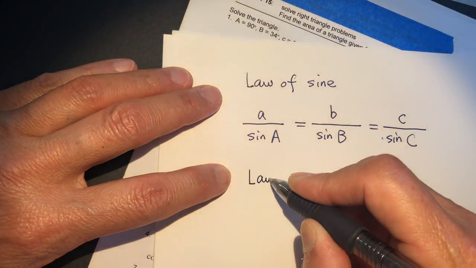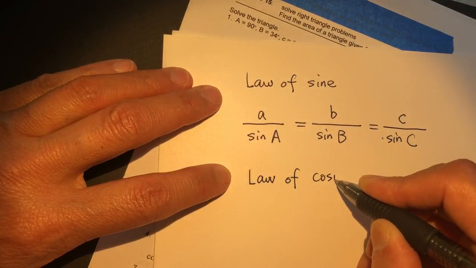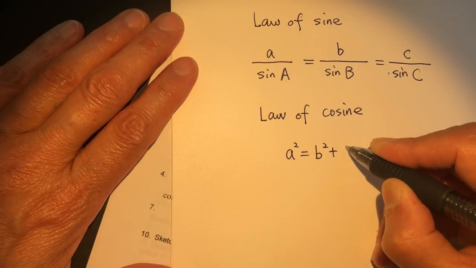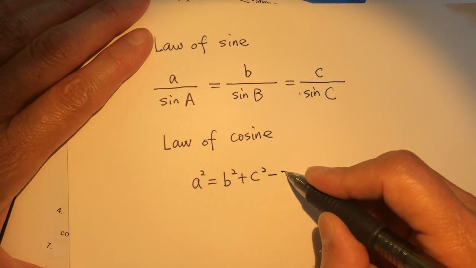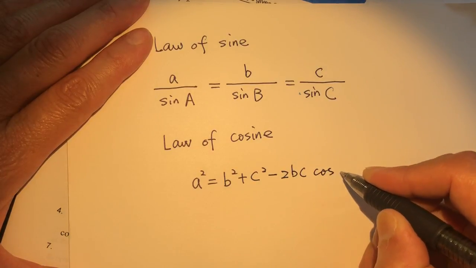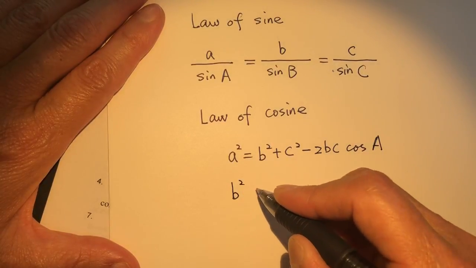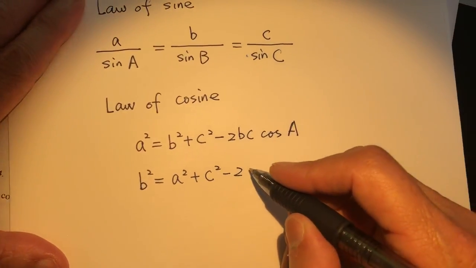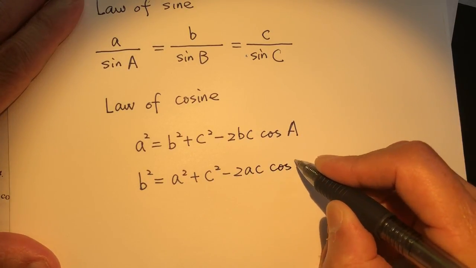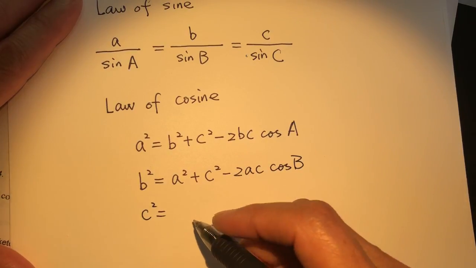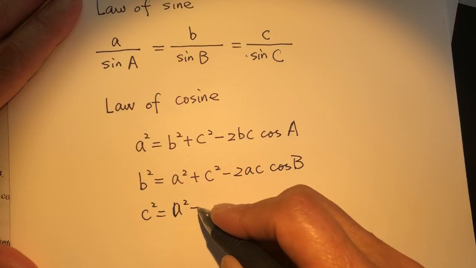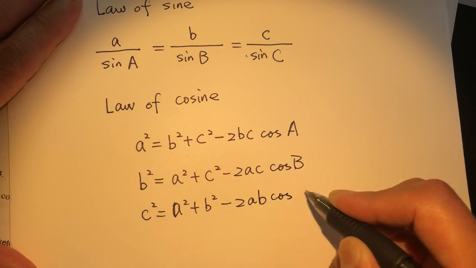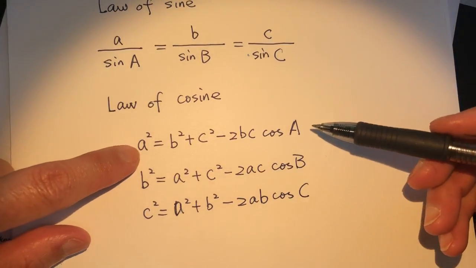Now, law of cosine. a square equal to b square plus c square minus 2bc cosine A. b square equal to a square plus c square minus 2ac cosine B. c square equal to a square plus b square minus 2ab cosine C.